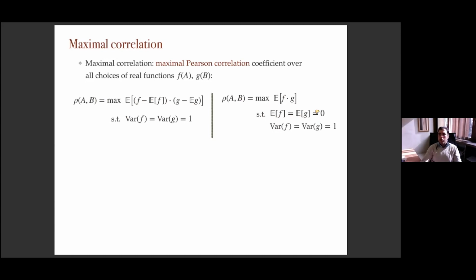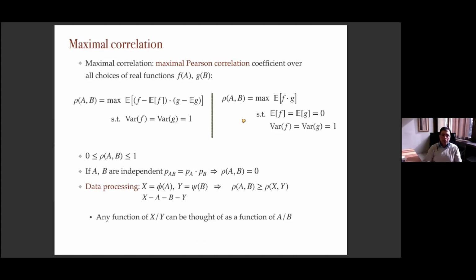You maximize over all choices of these functions with 0 expectation and unit variance. And you take the product, I take its expectation, and maximize. Okay. So that's the definition of maximum correlation. What were the properties?